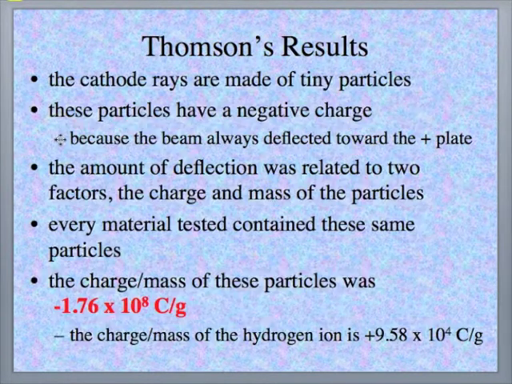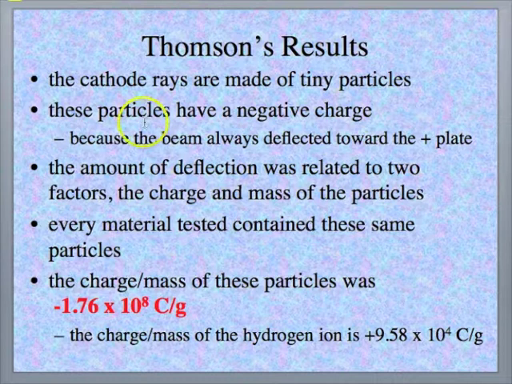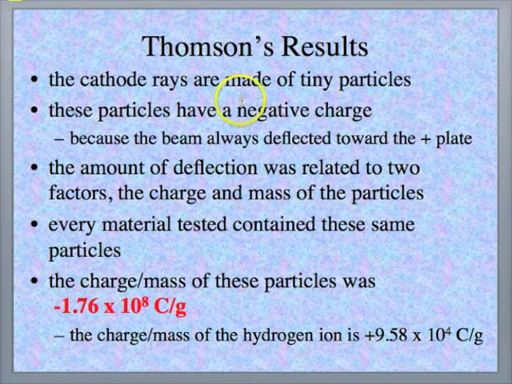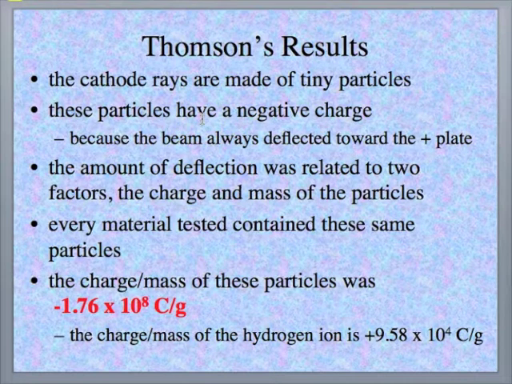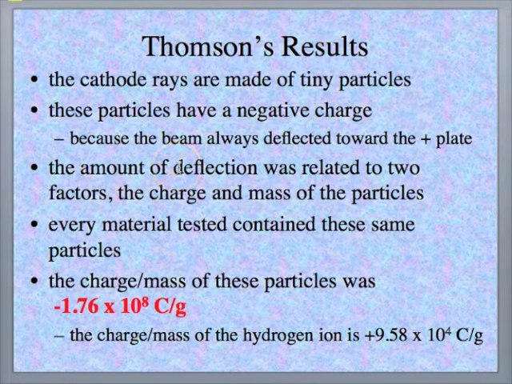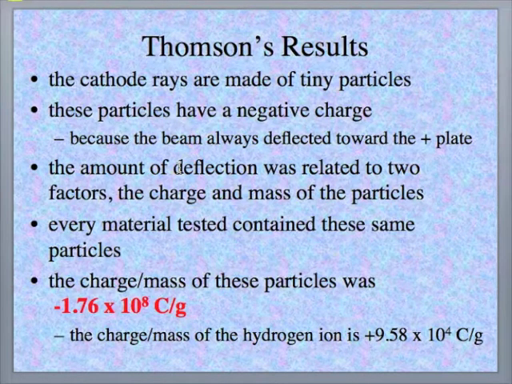So Thomson was able to summarize his results as follows. The cathode rays are made of tiny particles, and these particles have a negative charge because they are attracted to a positive plate. The amount of deflection of these particles was related to two factors, the charge on each particle and the mass of the particle.